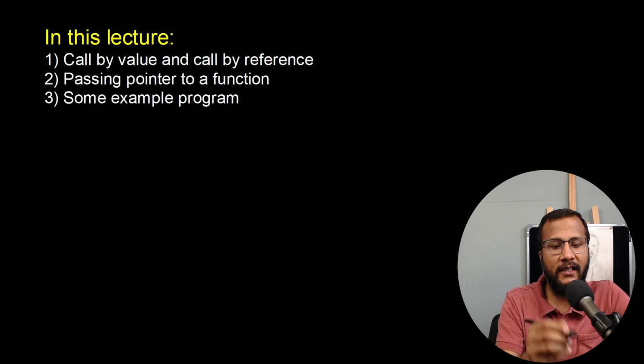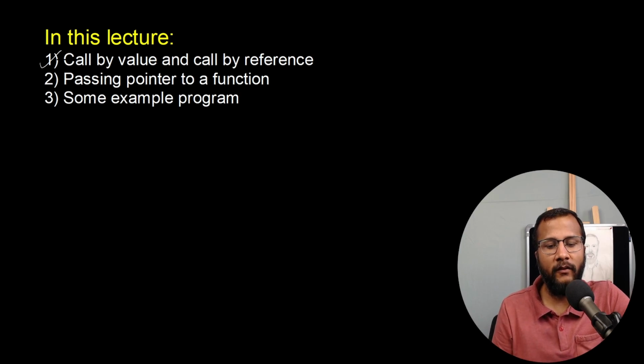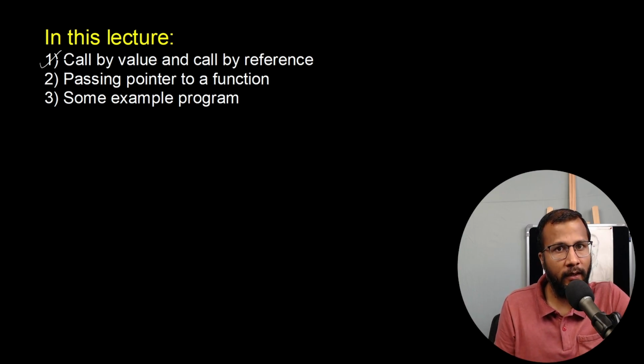In this lecture, we are going to cover broadly three things. First of all, we are going to learn about call by value and call by reference. In one of my previous lectures, I've already discussed call by value and call by reference, whose link I'll be providing in the description. But today, again, it's a revision of the same concept. It's very important. And how to pass a pointer to a function, that's the main point. How can we pass the pointer as an argument to a function?